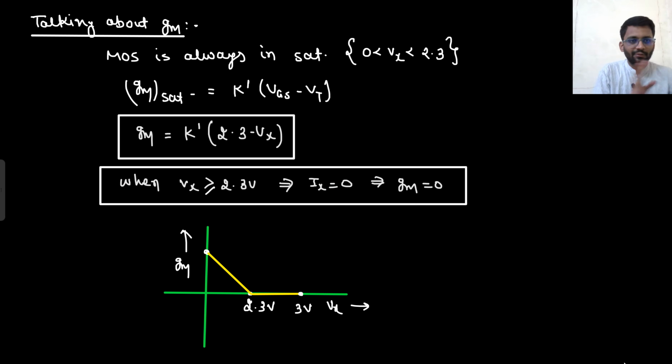Now, talking about the Gm formula, we already know: some constant into VGS minus VT. Why are we not considering the constant? Because we just need to draw the curve. That's it. Nothing else. So, constant into VGS minus VT. VGS value we know is 2.3. VGS minus VT is equal to V overdrive only, that is 2.3 minus Vx. Then we could draw the curve, and if Vx is greater than 2.3 volt, the current would become 0, and if current becomes 0, then your Gm would always be 0. So the curve goes like this and then this. That's it. Say yes or no. Understood? Everything is clear? Let's move towards the second question.